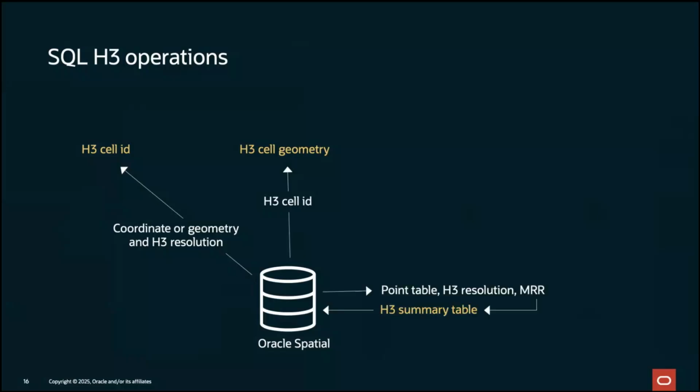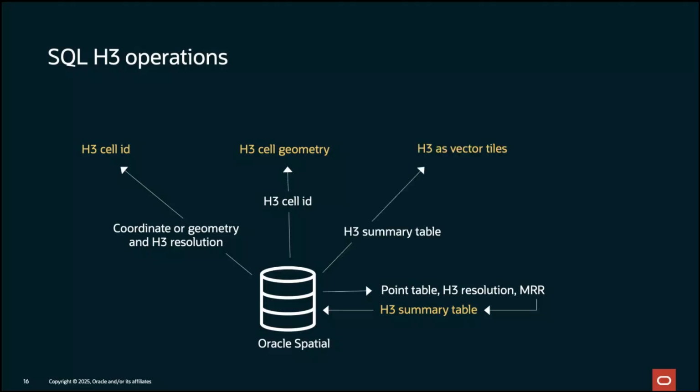The other thing we do now is take a table of point data and a given threshold of resolutions, and we will generate a whole table, which is an H3 summary table. So a table that has a summary of that data, whether you want the average or count of items, and will populate a whole table with all the H3 keys and aggregate values.